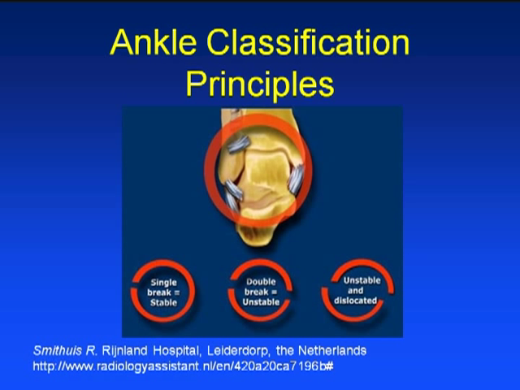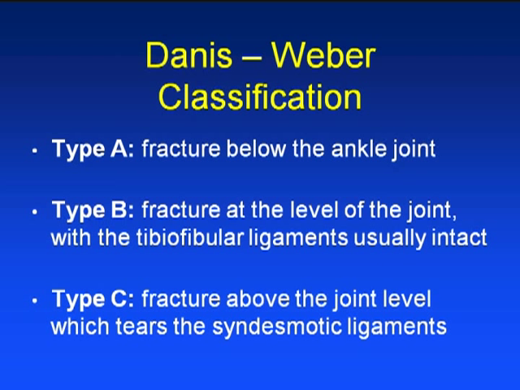Now, the Weber classification is easier. Most classifications sort of come in that 3-flavor variety. This one is no different, A, B, and C. Type A is a fracture below the ankle. Type B is a fracture at the plafond, or the roof of the ankle mortise, the bottom of the tibia. Type Bs are at the ankle joint or the plafond, and type Cs are higher.